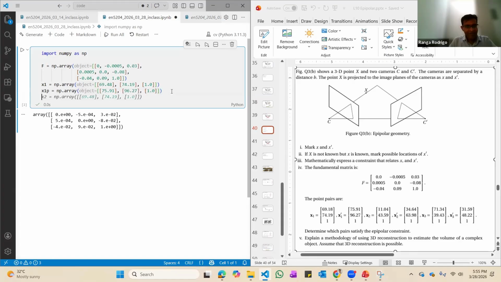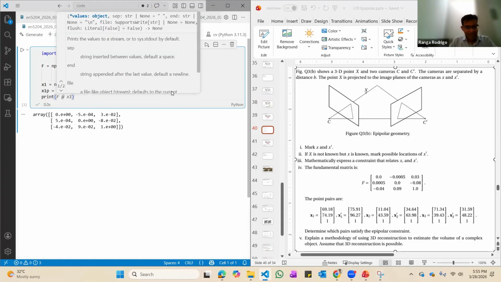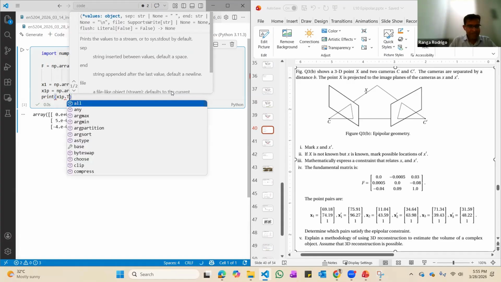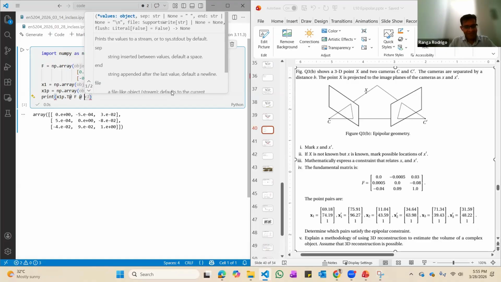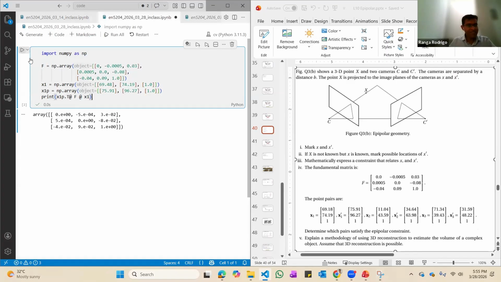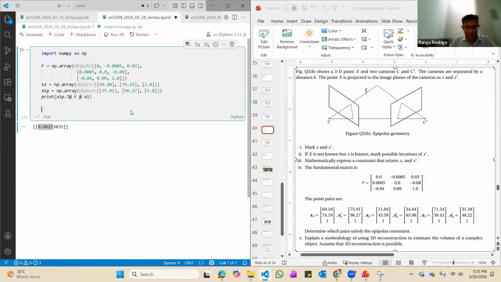So now I can compute the residual. I can print x1 prime transpose times f times x1. That's the equation, x1 prime transpose F x1. So let's see how much that is. So it's 0.002. So we don't know whether it's small or not because we do not know the other values. So let's get the other ones also.